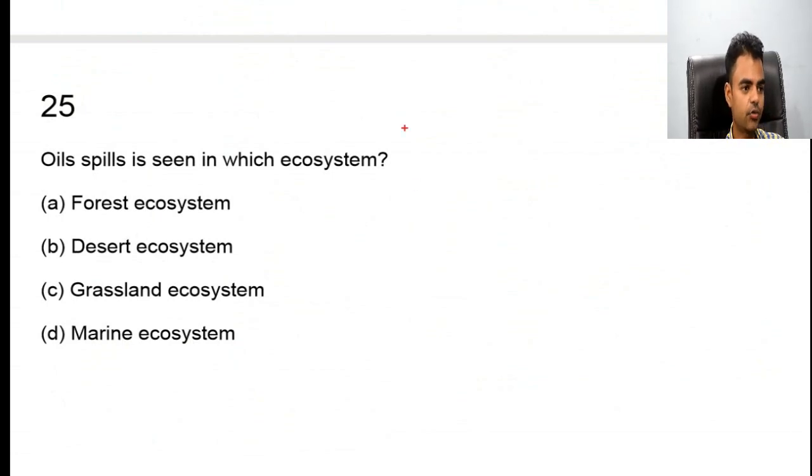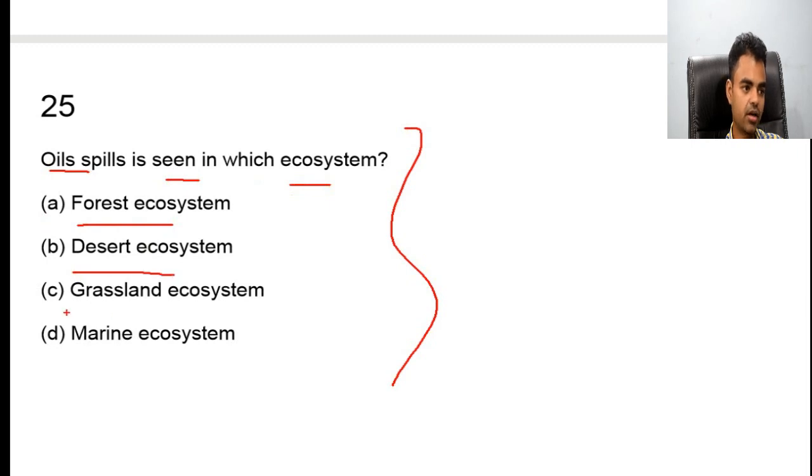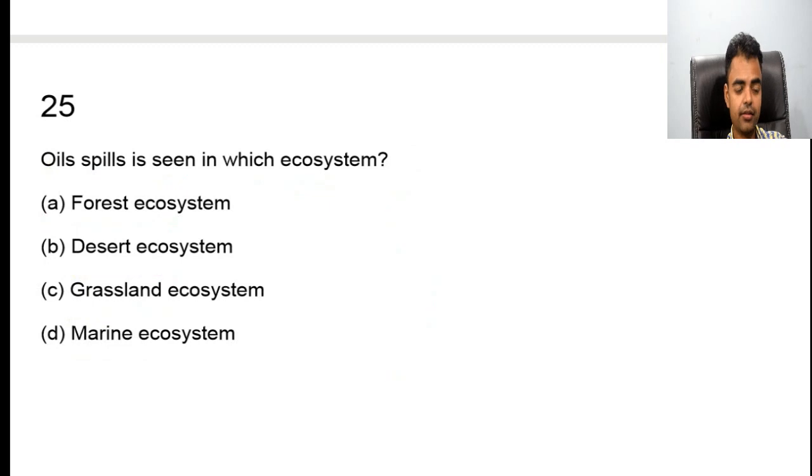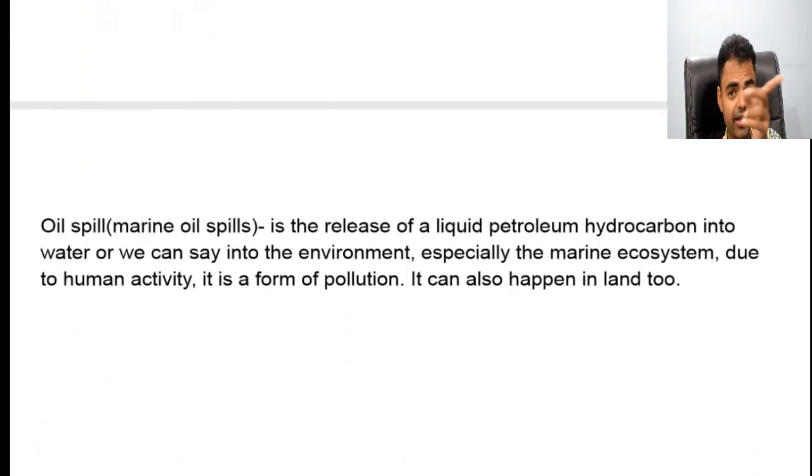Now let's come to the last question of this session. Oil spills are seen in which ecosystem? Forest ecosystem, desert ecosystem, grassland ecosystem, and marine ecosystem. So the answer is the marine ecosystem. Why? Let's learn. Oil spills are also known as marine oil spills. That doesn't mean it will not happen on land. It can also happen, but the chances are very low.